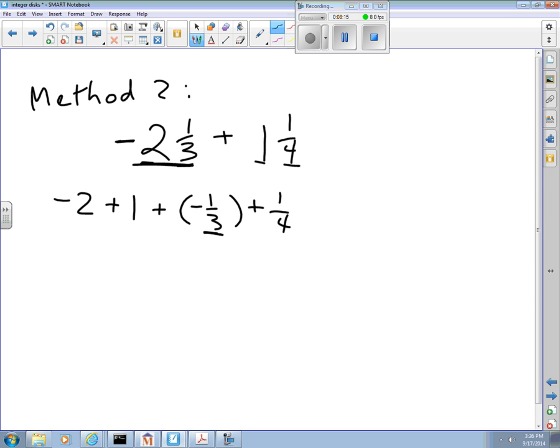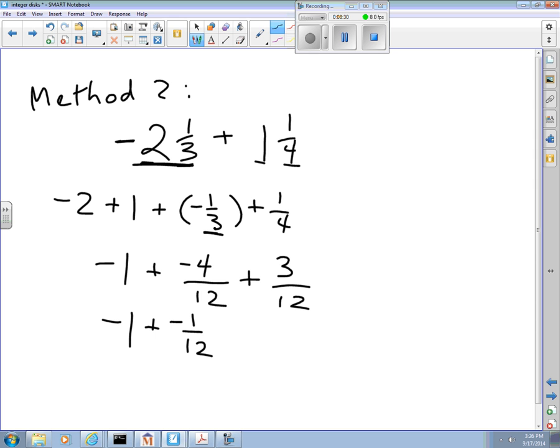So negative 2 plus 1 is negative 1. This still needs a common denominator. It's still 12ths. And that's negative 4/12 plus 3/12. So I now have negative 1 plus negative 1/12, which is the same as last time, negative 1 and 1/12.